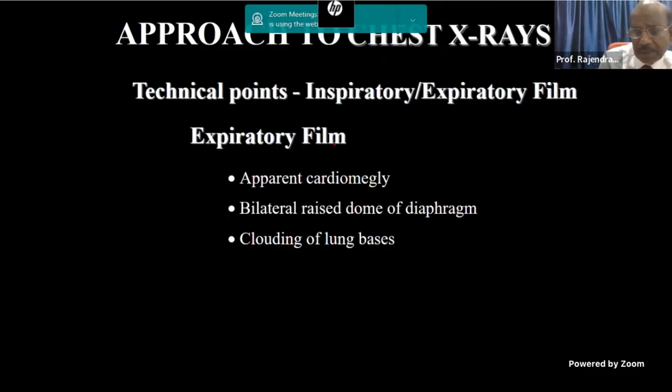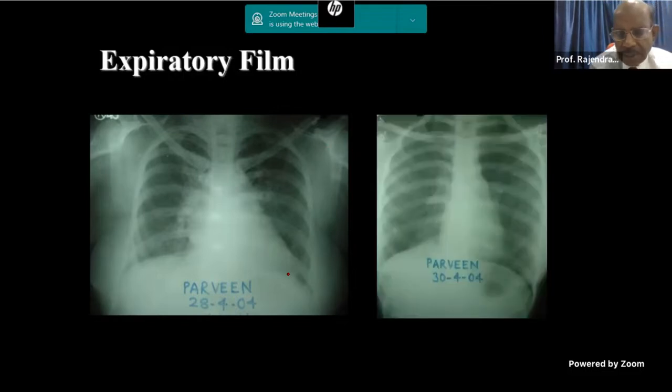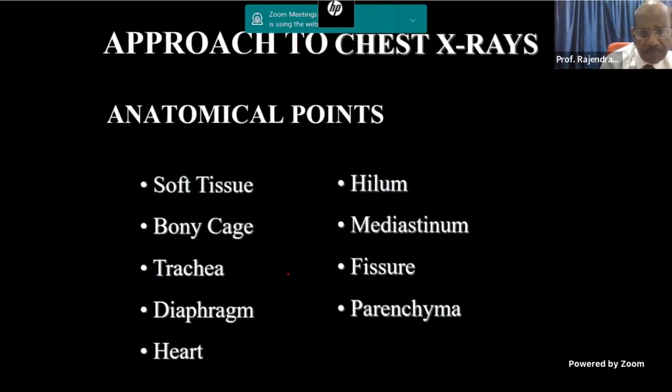And expiratory film, I just talked to you about that. If the film has not been done in full inspiration, there might be some apparent cardiomegaly, both domes of the diaphragm might be raised, and there may be clouding of the lung bases, so you may diagnose pneumonia if this film is expiratory. So be careful. Like this lady, when the X-ray was done as an expiratory film, you see that the diaphragm is quite up on both sides, and when an inspiratory view was done on literally the same day, you can find the difference in the heart size. So these are the technical issues one has to be very careful about.